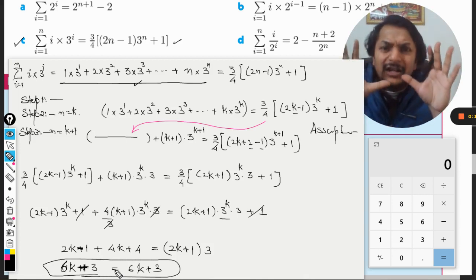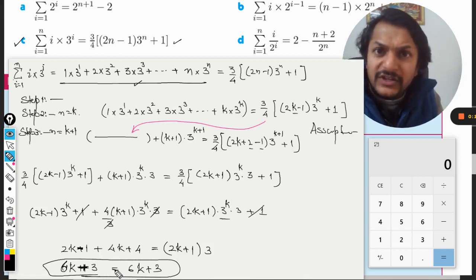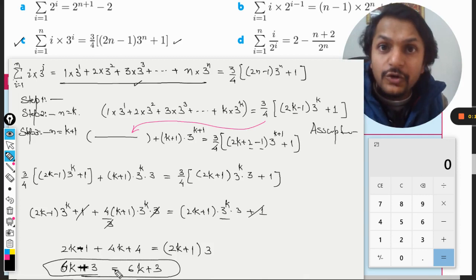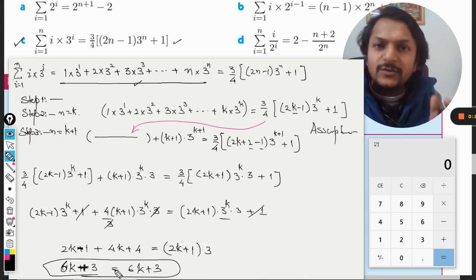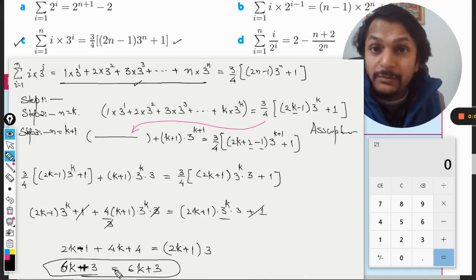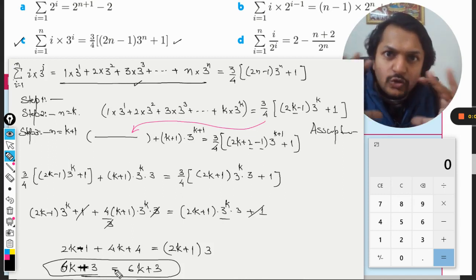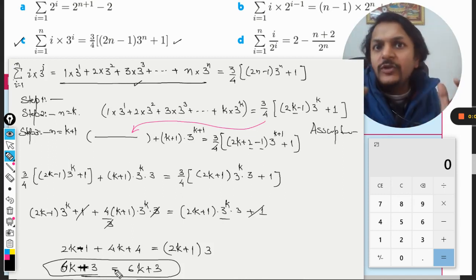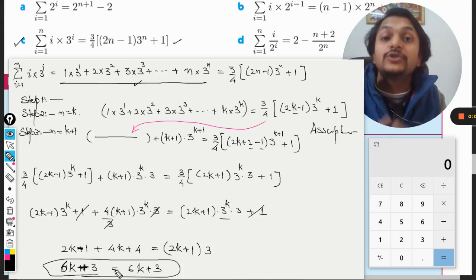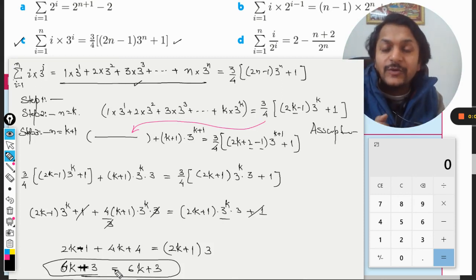It was little cumbersome calculations involved there, but that is what we have to do here. That is what makes this chapter difficult for many of the students. So if you are able to handle this situation, you will be one of those students who are able to do these questions. Okay. So with this, all the best.